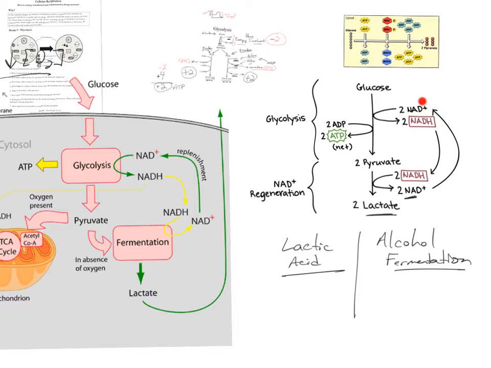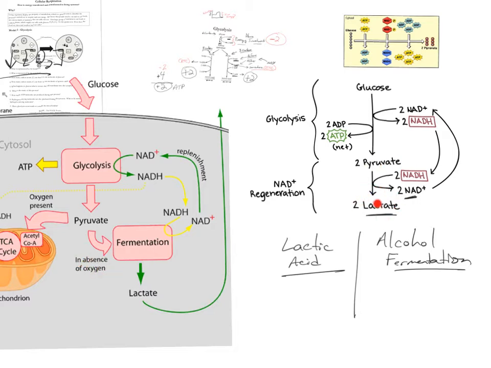We need to keep it replenished. We need to keep the stocks of NAD+ ready so that we can keep breaking down glucose, so we can keep producing enough ATP to keep going, at least for the short term. And so that's where fermentation comes into play. In the absence of oxygen, we do fermentation.